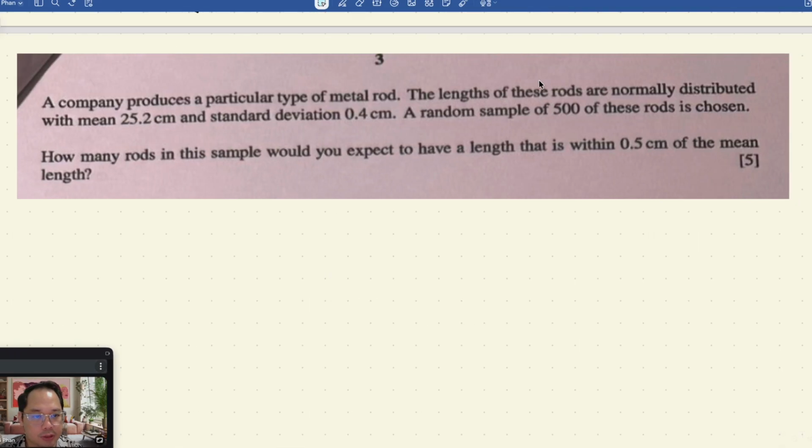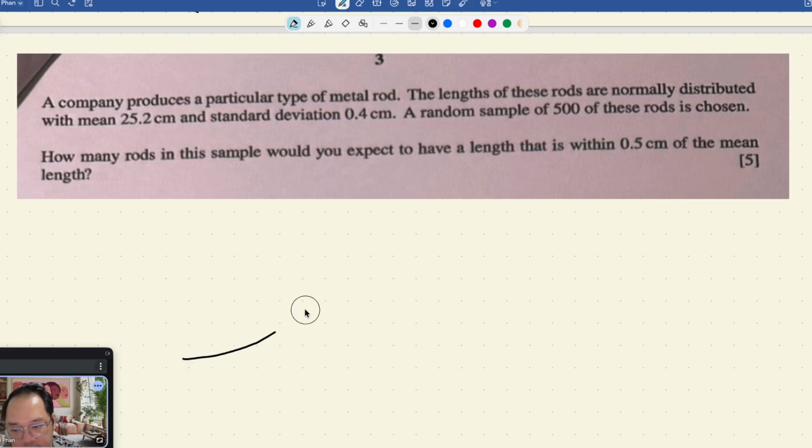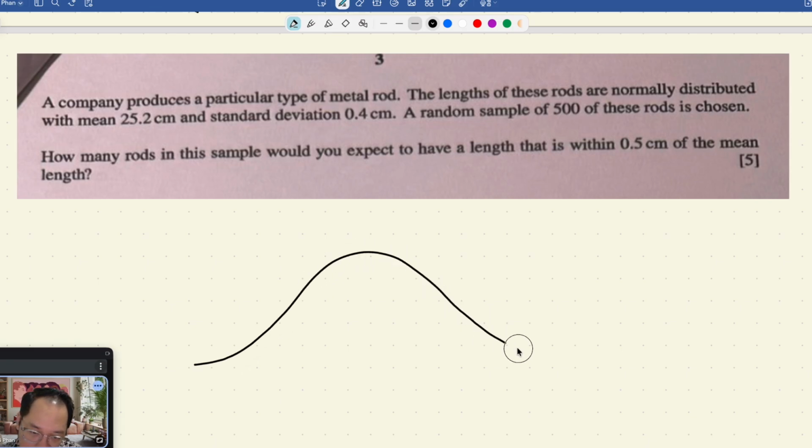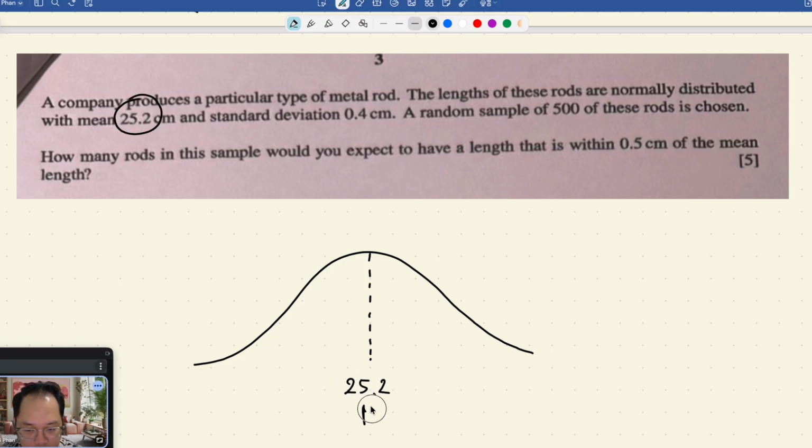Metal rod, the length of the rod is normally distributed with the mean 25.2 centimeters, standard deviation 0.4 centimeters. Let me illustrate that with the bell curve. It's not perfectly symmetrical, but good enough, right? The mean is the peak of the bell curve, which is 25.2. The mean, mu, is 25.2 and the standard deviation is 0.4.